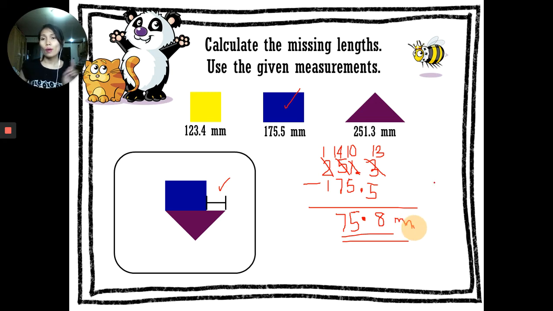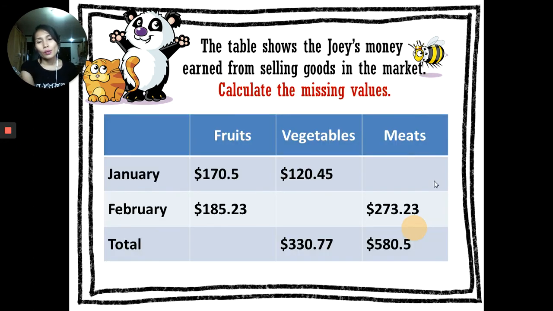Always remember to write down the measurement given. The given is millimeter, so when you answer, you should put also millimeter. All right, so that's all for that. Now let's try to complete this table. This is a table showing the money earned, Joey's money earned from selling goods in the market. So he was selling fruits, vegetables, and meat.